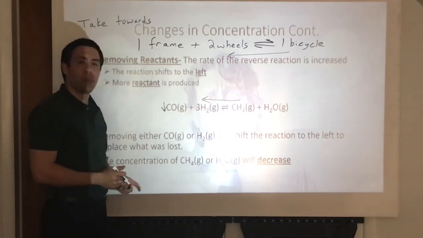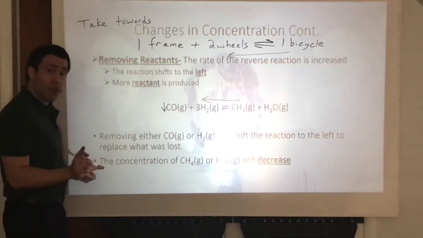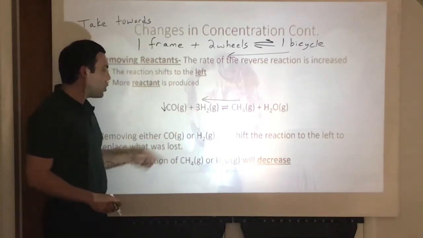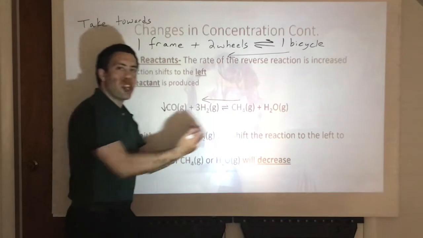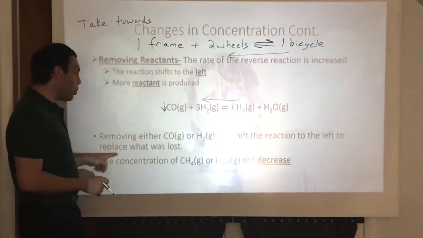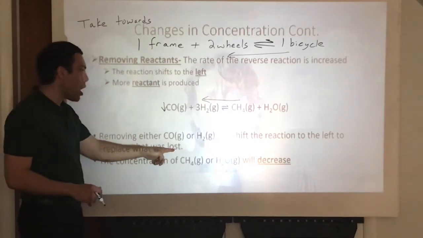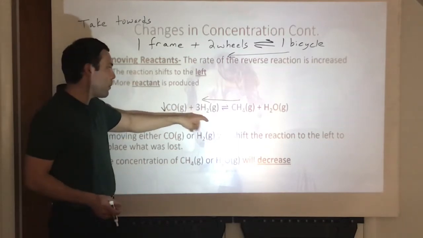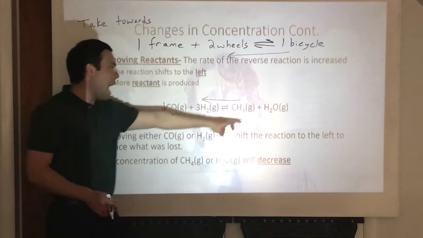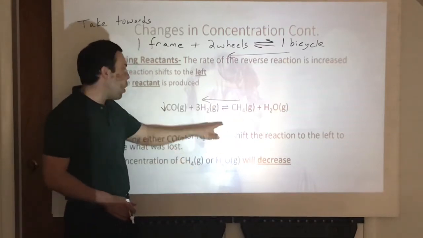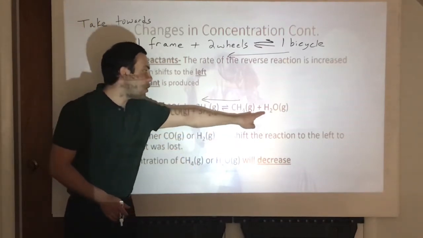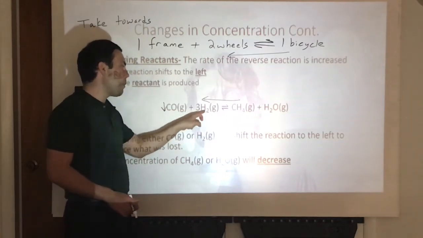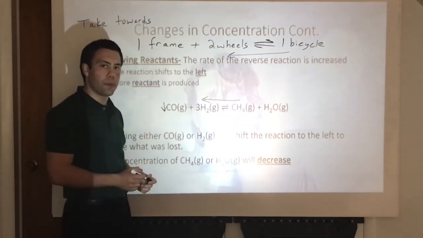that was removed. So in summary for this reaction, removing either CO gas or H2 gas will shift the reaction to the left to replace what was lost. So CO and H2 will increase as a result, and CH4 and H2O will decrease. Once again, you're using the CH4 and H2O, you're breaking them down to make more CO and H2.